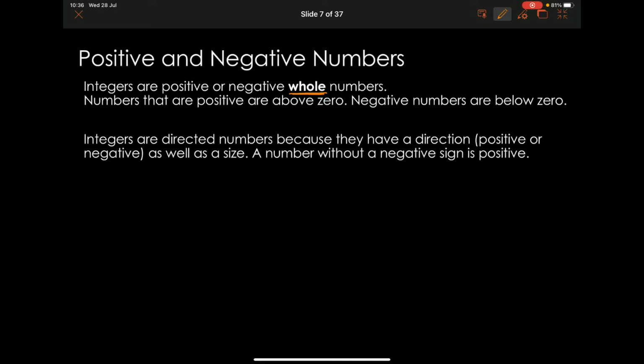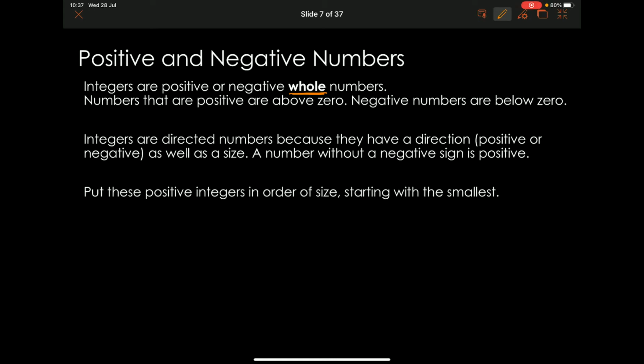Integers are directed numbers, okay? That's because they have a direction. They are either positive or negative, as well as a size. So an integer could be 5. That's a positive 5. It's either positive or negative, and it has a size. It's 5. A number without a negative sign is positive. So if we don't write a negative sign, we know it's positive.